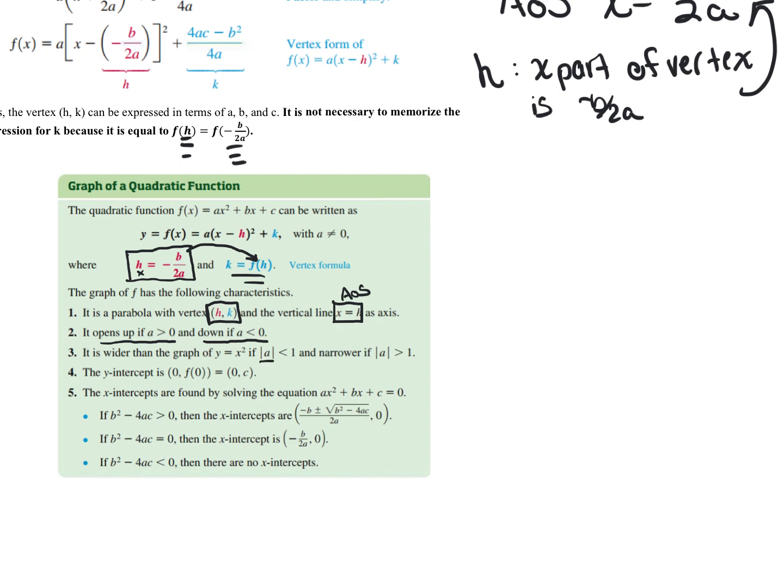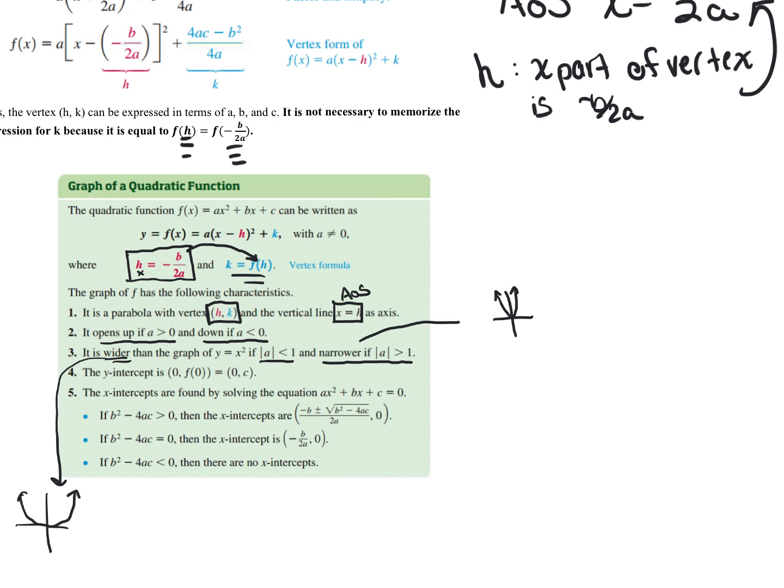If the absolute value of a is less than 1, it is wider. And if the absolute value of a is greater than 1, it's narrower. Let me draw. Narrower would be like it's super skinny versus wider. It would be like this.